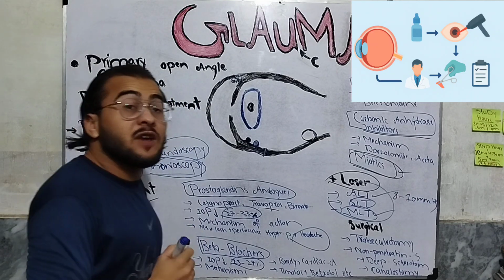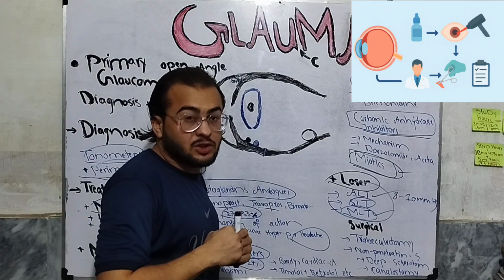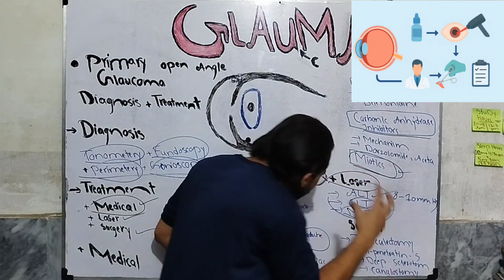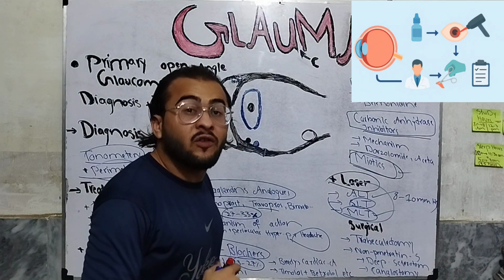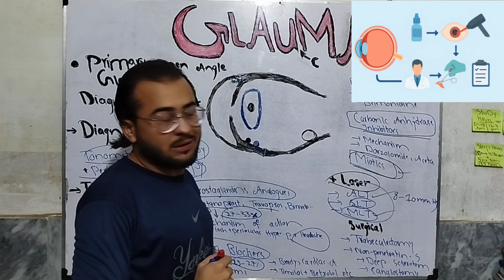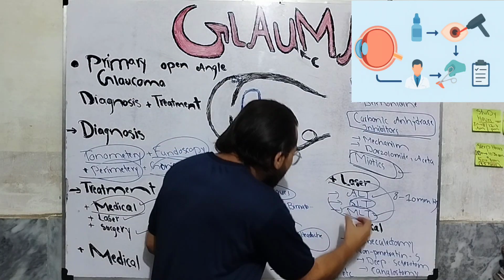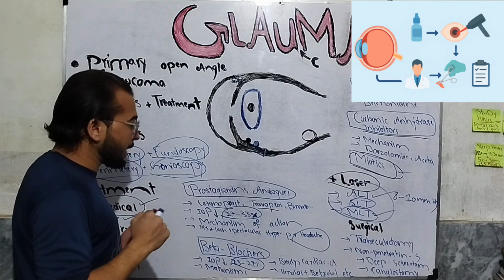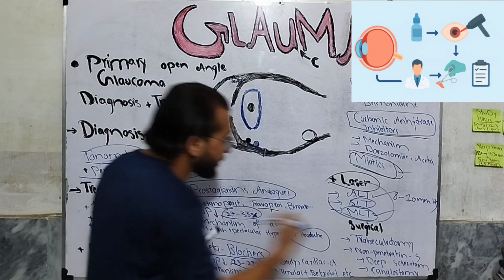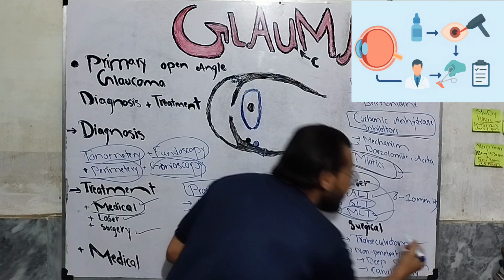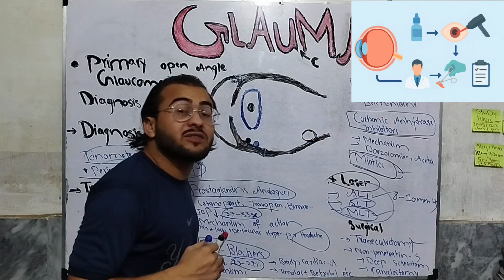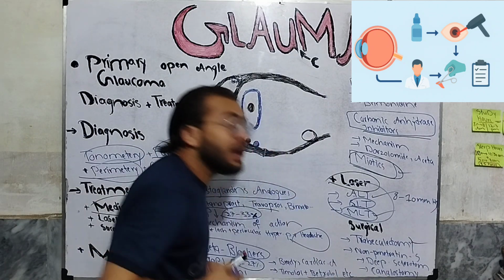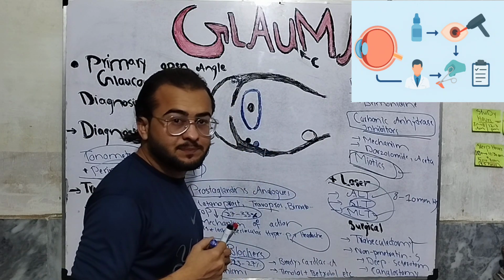But now, if the laser treatment fails, then what will we do? Ultimately, the last resort with us is the surgical treatment of primary open-angle glaucoma. In surgical options, we have two types of procedure mainly. We have trabeculectomy, which is a penetrating surgery, okay? And we have the non-penetrating surgeries, deep sclerotomy and canalostomy.